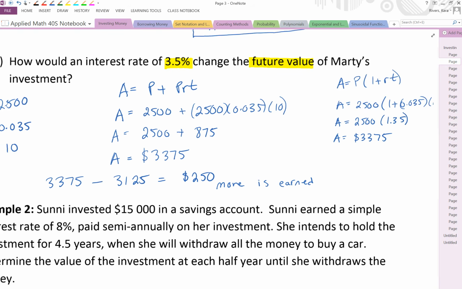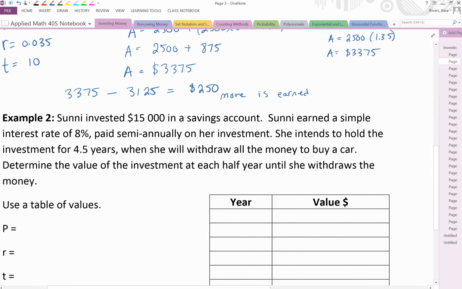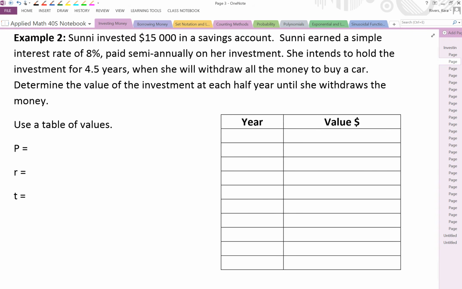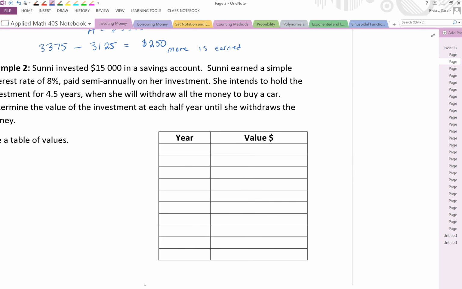Alright, let's take a look at example 2 here. Sunny invested $15,000 in a savings account. Sunny earned a simple interest rate of 8%, paid semi-annually on her investment. She intends to hold the investment for 4.5 years, when she'll withdraw all the money to buy a car. Determine the value of the investment at each half year until she withdraws the money. Okay, start by filling out the years for every half year. So we'll start at 0 and we'll go to 4.5, because that's 4.5 years.